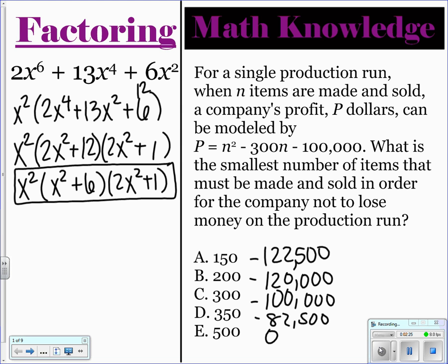for the company not to lose money on the production run? Well, if you look, the P is the profit, and if you sell 150, 250, 300, or 350, you end up making a profit of a negative amount of money, which means that you do not make money, you lost money. So we have to sell at least 500 to break even, because that's what it means when we get a 0. We didn't make any money, but we didn't lose any money. So 500 would be your answer there, E.